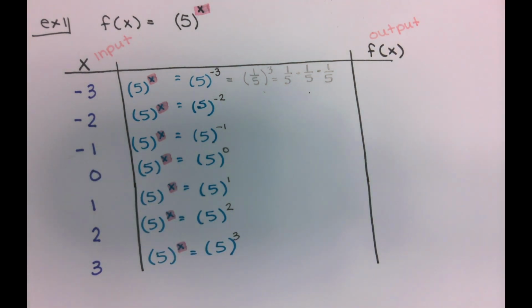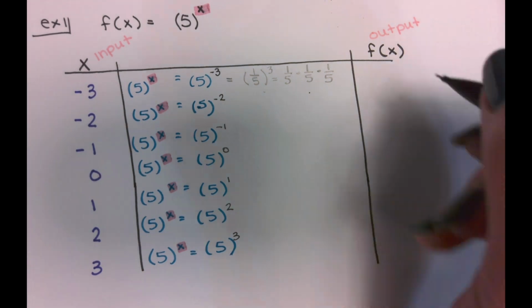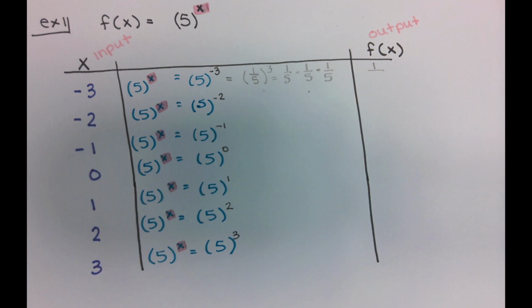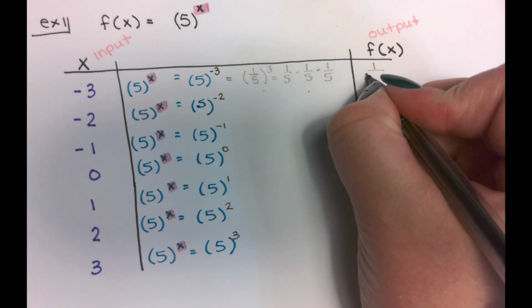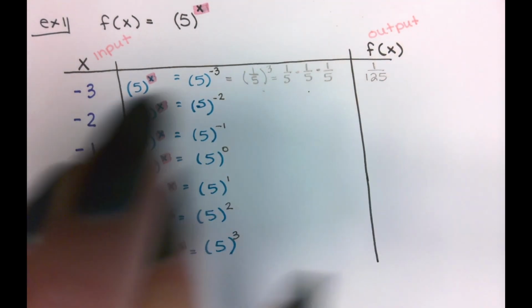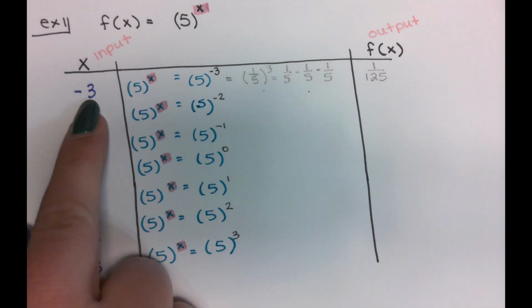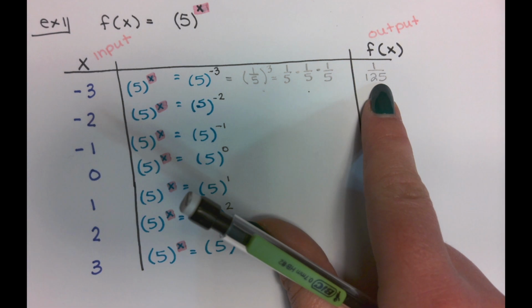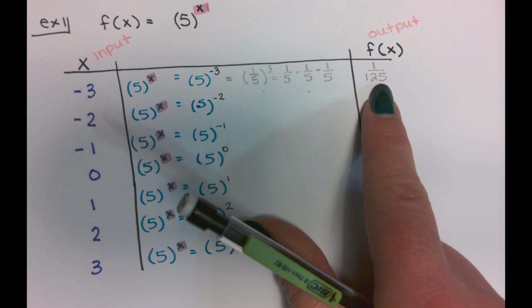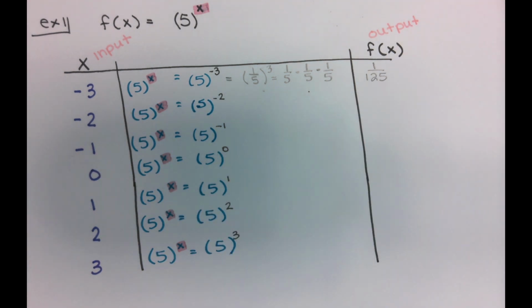Now you can use a calculator here or you cannot use a calculator here, but what we're going to do is we're going to multiply 1 times 1 times 1, which is 1. Then we got 5 times 5, which is 25, times 5, which is 125. So our input of -3 gave us an output of 1/125th.